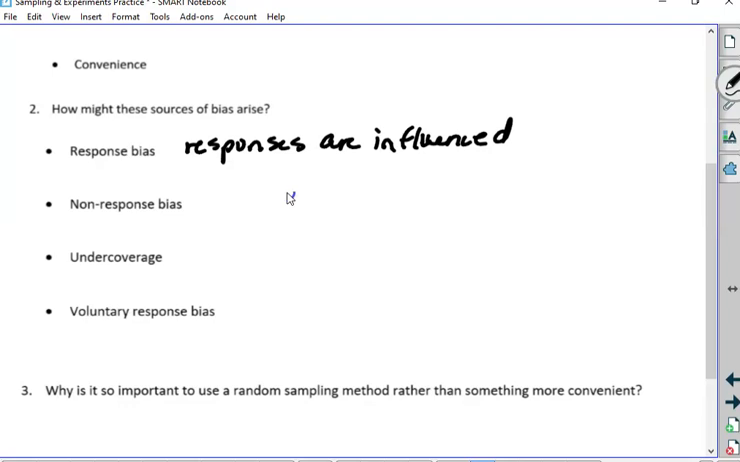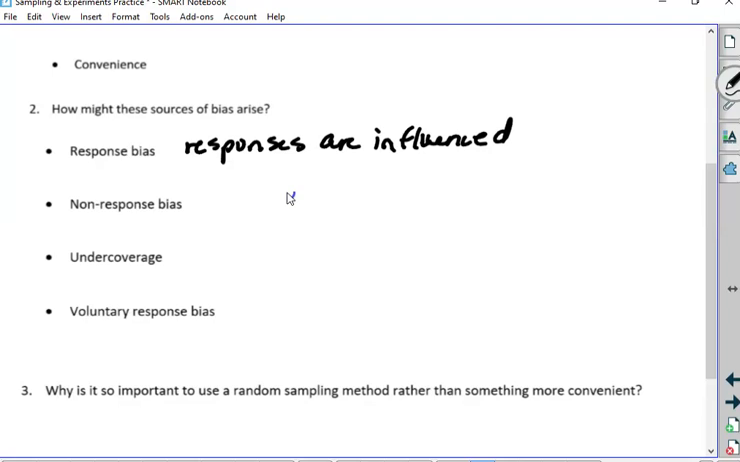Non-response bias just means they don't respond. People don't answer their phone. They're not home. Maybe you get a hold of them and they refuse to participate. Those are all types of non-response bias. You can't get them somehow. They are unavailable or fail to respond.